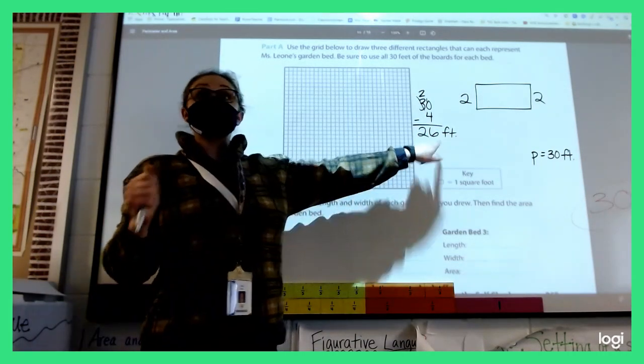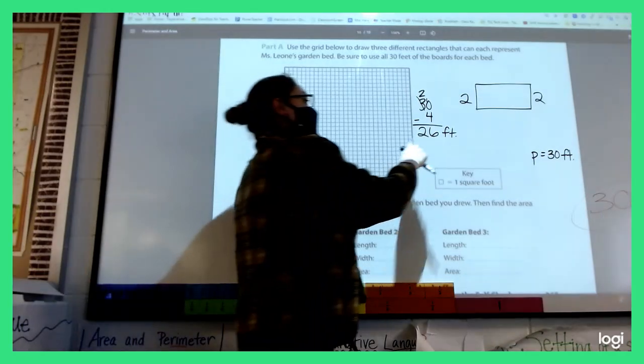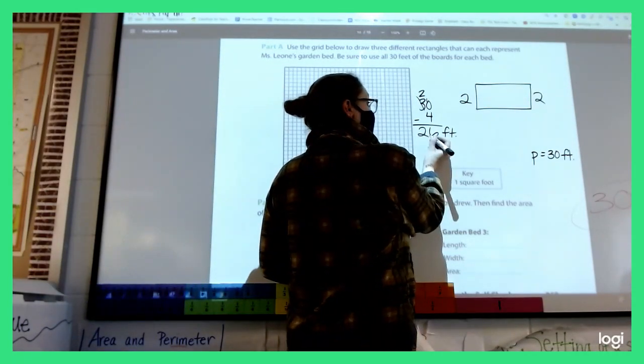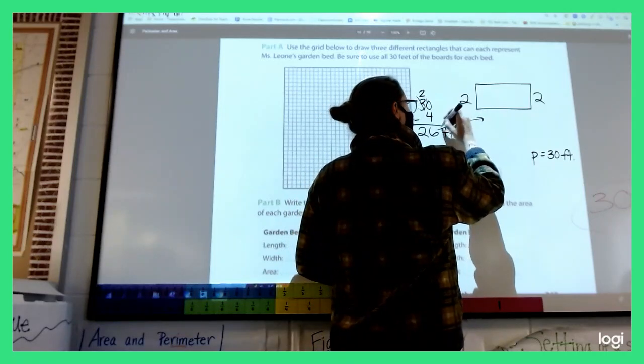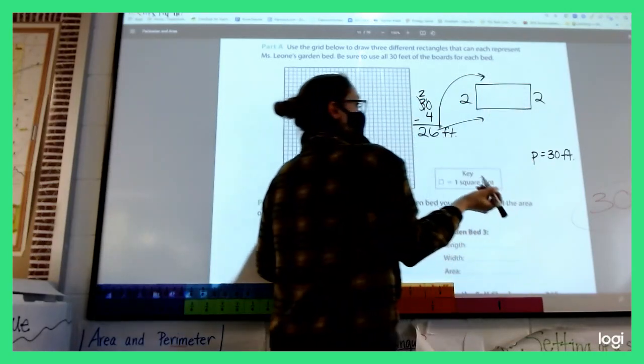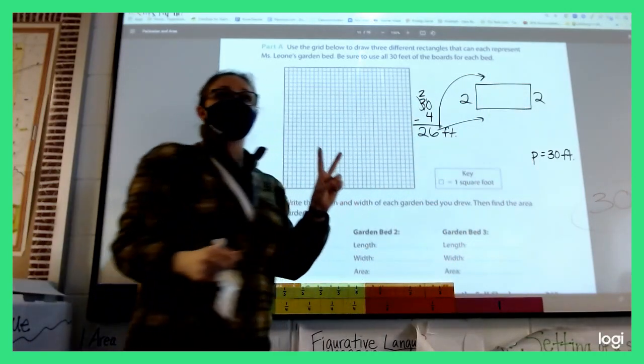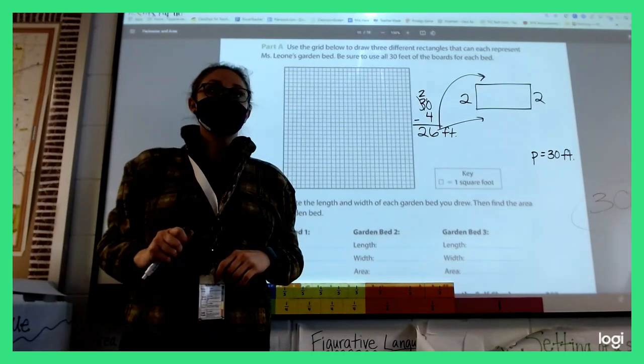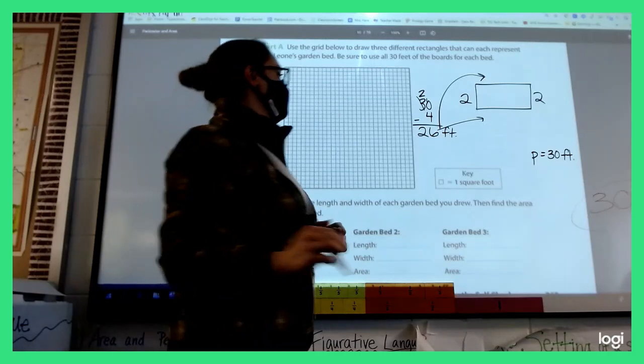Okay, so this should sound familiar, right? This is kind of like when we find the missing side in a perimeter problem. So 26 is going to go here and here, but I have to split it up first. So how do I split 26 into two even pieces? Abby? 26 divided by 2.